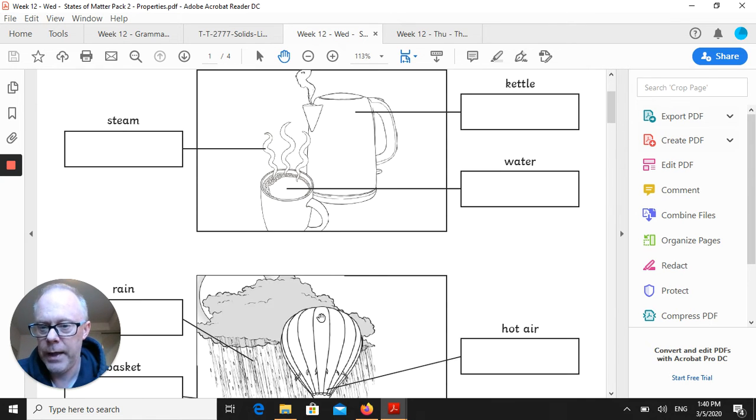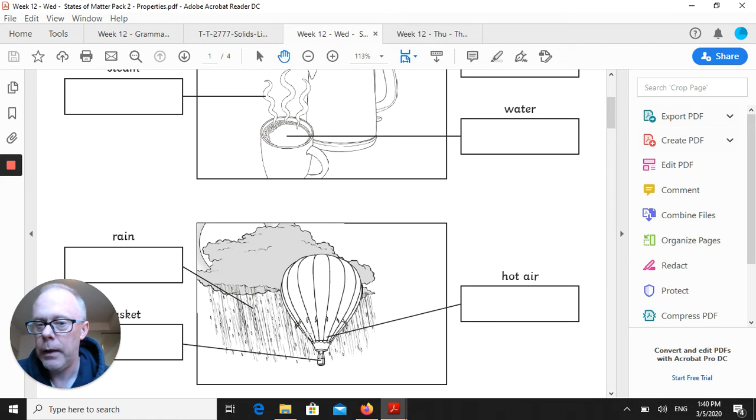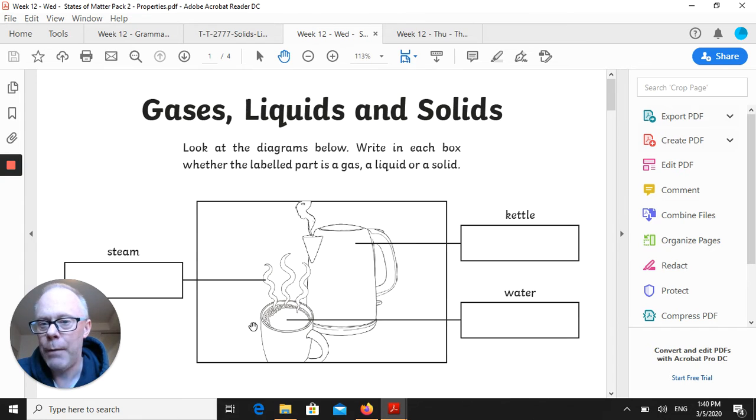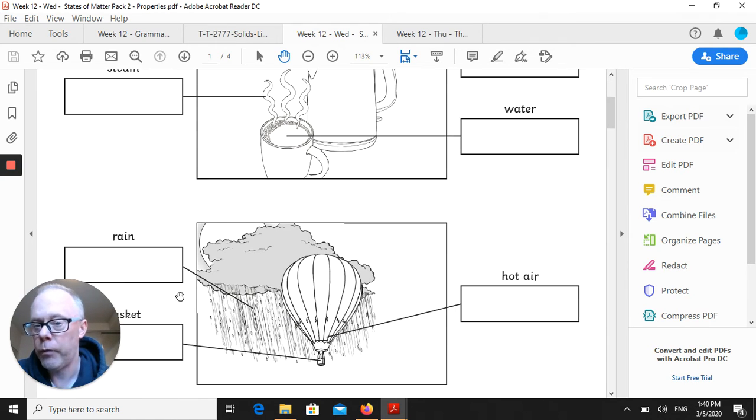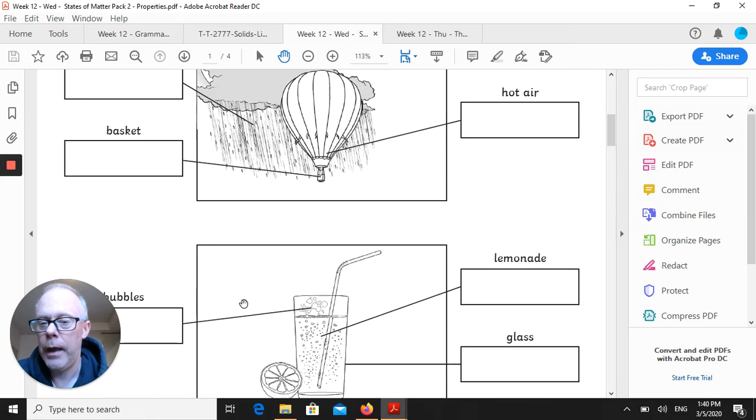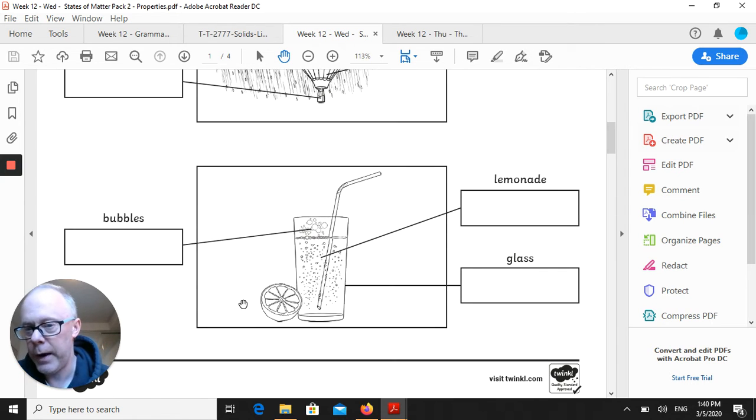Moving down, here's another 3 items that are very similar. Balloon with some hot air inside. I might have given you a clue there. And a cloud and some rain. Now, what you need to do is label each one as a gas, a liquid, and a solid. That's all you need to do. So gas, liquid, or solid in those 3 boxes. And there's another one, another 3 boxes, gas, liquid, or solid. And there you go again. So you're just separating them into the gas, liquid, or solid states of matter.